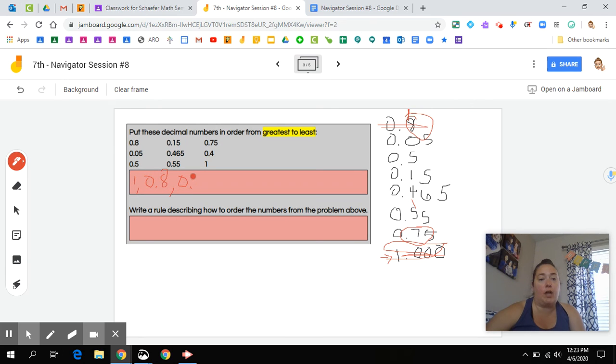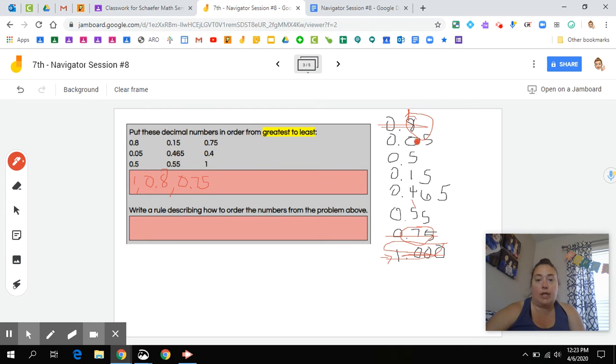It does not matter how many numbers are within the decimal. The number of digits that make up the decimal does not matter. It matters what number is in each place within the decimal. So I'm working from the left to the right, finding the largest ones and crossing them out as I go.